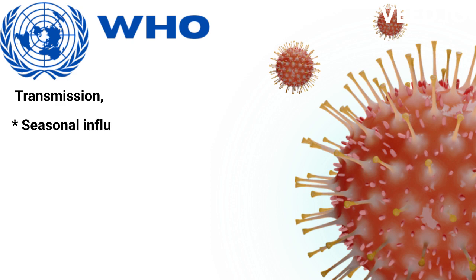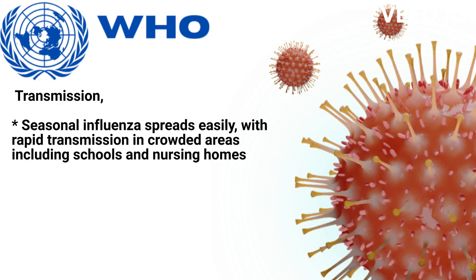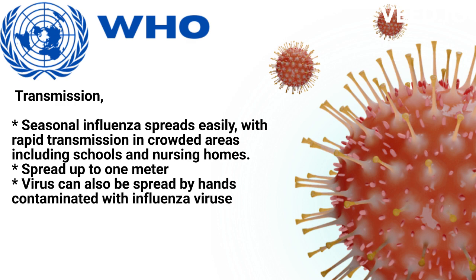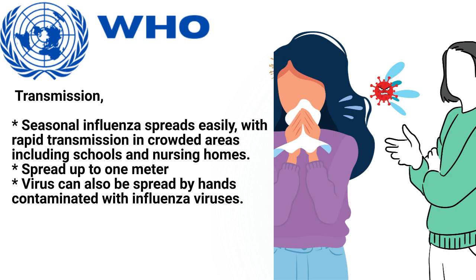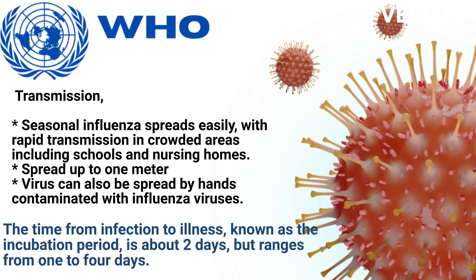Transmission: seasonal influenza spreads easily, with rapid transmission in crowded areas including schools and nursing homes. When an infected person coughs or sneezes, droplets containing viruses are dispersed into the air and can spread up to 1 meter. The virus can also be spread by hands contaminated with influenza viruses. The time from infection to illness, known as the incubation period, is about 2 days, but ranges from 1 to 4 days.